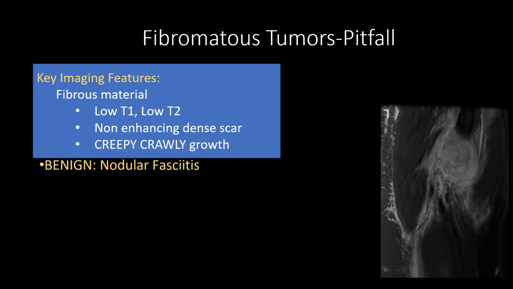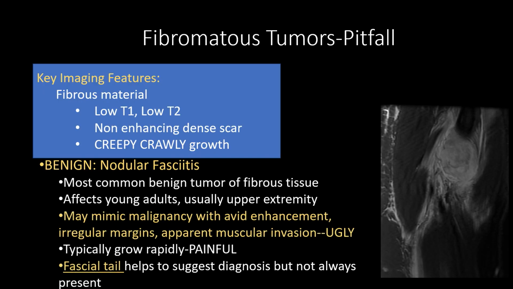So the one pitfall I want to talk about with fibromatous tumors is nodular fasciitis. Man, I struggle with nodular fasciitis. I think it is an incredibly hard tumor to evaluate. It's a very common benign tumor. It's usually in young adults, and it's usually upper extremity. And I would really focus on that predilection for the upper extremity. I don't think I've ever really seen it in the lower extremity. It loves the spots around the elbow, the upper arm, the forearm.